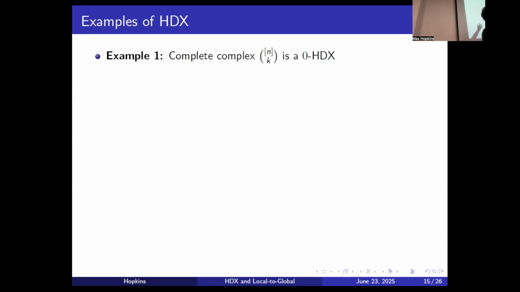Why? I sort of already showed this before. All of the links are complete. When we looked at that picture before, the base graph was a complete graph on 4 vertices. The links were complete graphs on 3 vertices. Of course, this generalizes to general k dimensions. All your links are complete, and complete graphs are, of course, essentially perfect spectral expanders. So this will give you a 0 HDX.